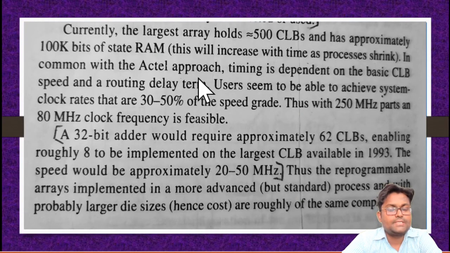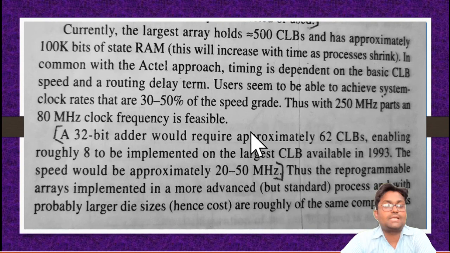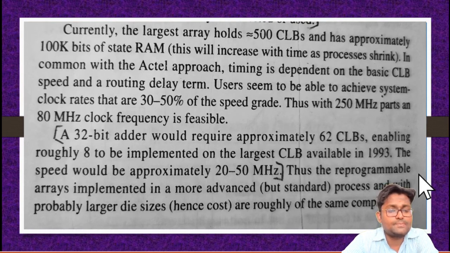So this one is the last part. Here some important points are mentioned: if you want to implement a 32-bit adder, then 62 CLBs are required, and the speed at that time will be 20 to 50 megahertz. These points need to be remembered for your array pattern.